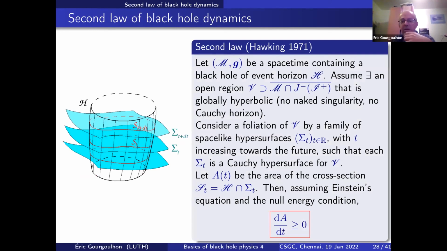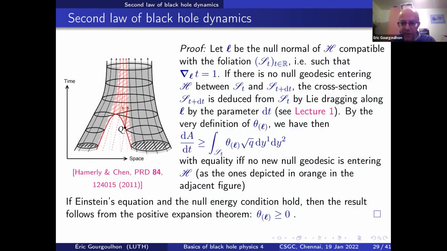Well, why is it called the second law? Of course, it's by analogy with the second law of thermodynamics, because the second law of thermodynamics tells you that the entropy of an isolated system can only increase towards the future. So it's a kind of irreversibility of the area. This second law was quite a basic discovery in the history of black hole physics. So it leads us naturally to black hole thermodynamics.